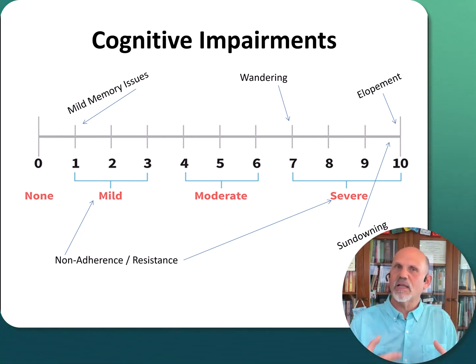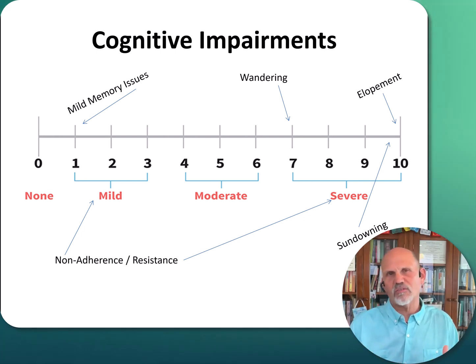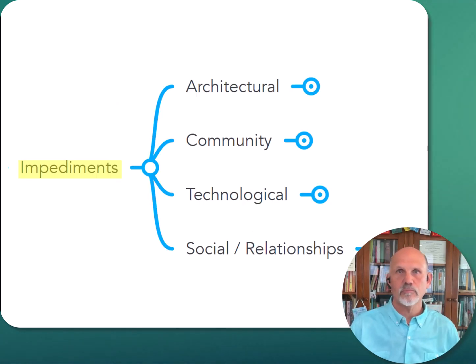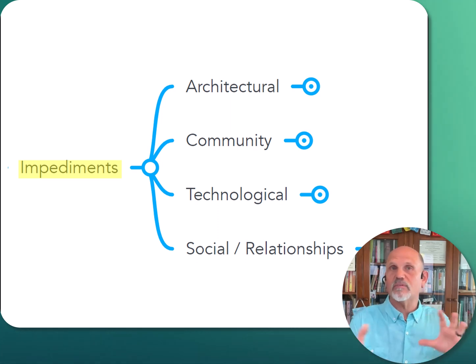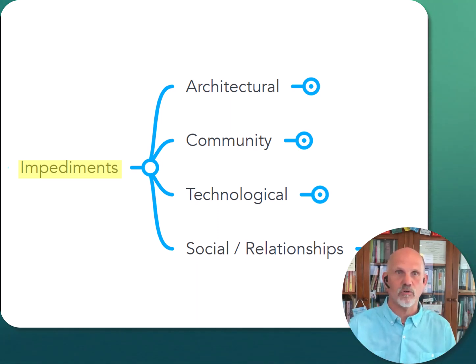And I think a lot of times we get caught up in making recommendations and we don't necessarily get too deep into the weeds on the why is somebody not adhering to our recommendations. And I think that's an important thing to address as well. So let's talk about impediments. So there's architectural impediments, and there's impediments in the community, and there's technological impediments, and then there's impediments of social relationships. And they all come into play in this home safety ecosystem.